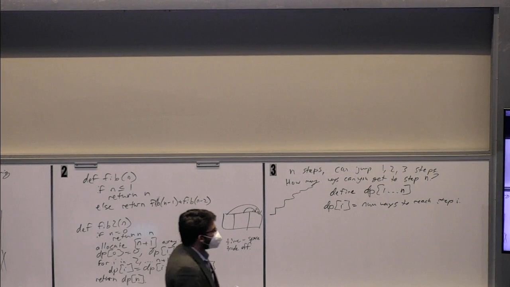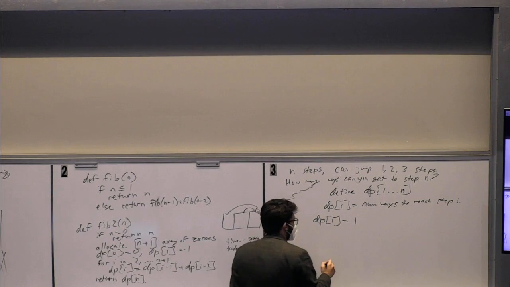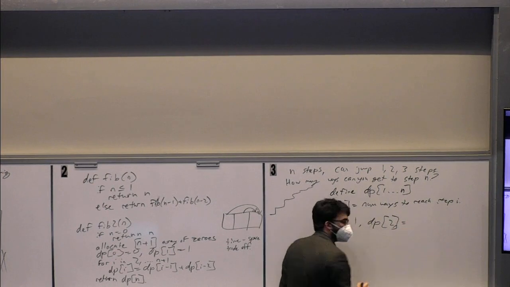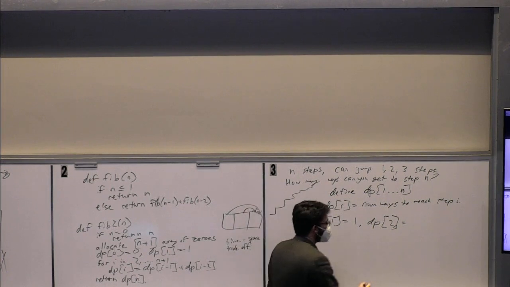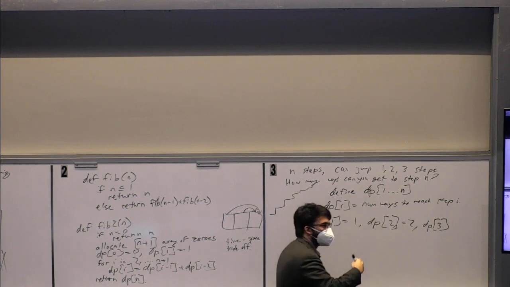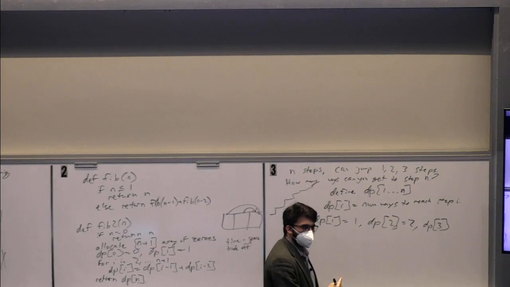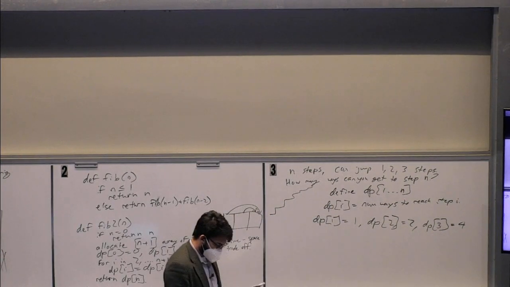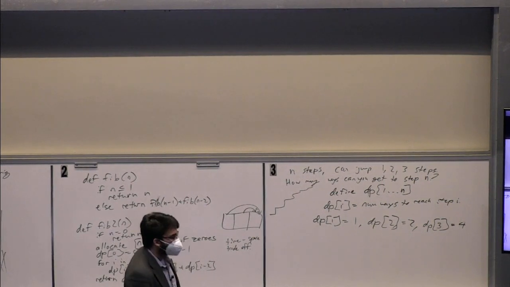So DP of 1 is going to be 1. DP of 2 is going to be what? 2. You can either jump two steps, or you can jump one step, so that's 2. What about DP of 3? You can jump one step, one step, one step. You can jump one step, two steps, or two steps, one step. And then you can jump three steps. So what is that, 4? It's 4.